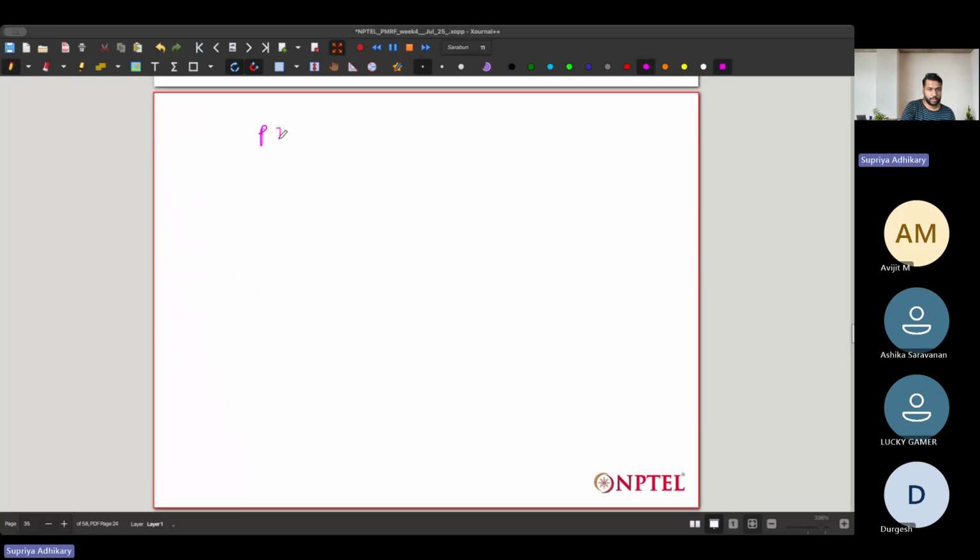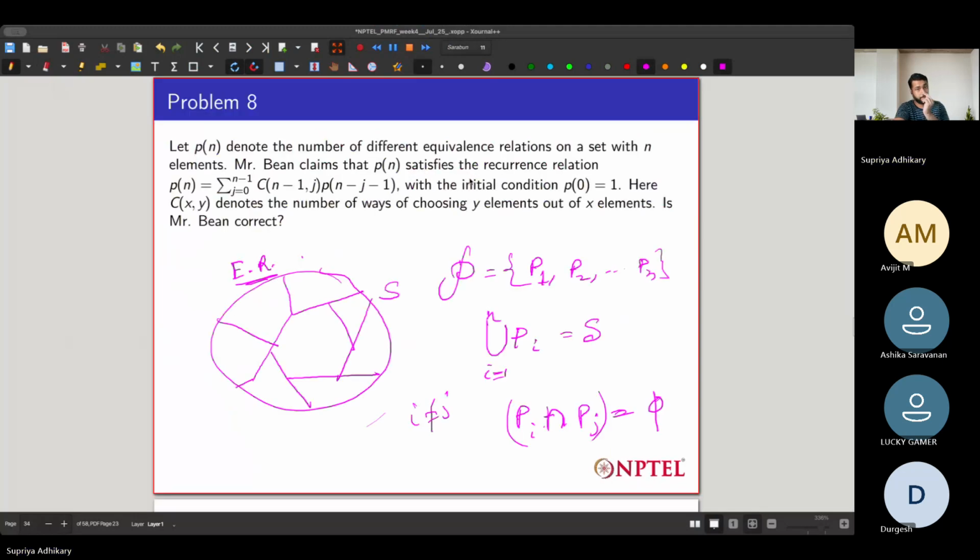We are given that Pn is basically the number of all possible equivalence relations on a set of n elements. So this is what is given to us.